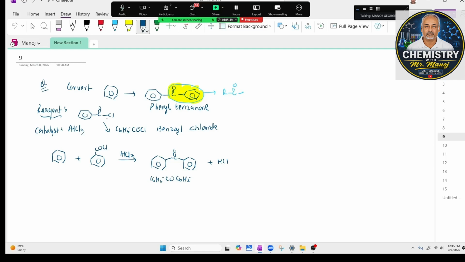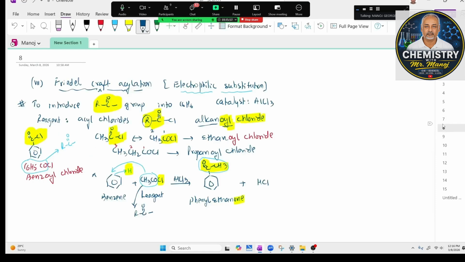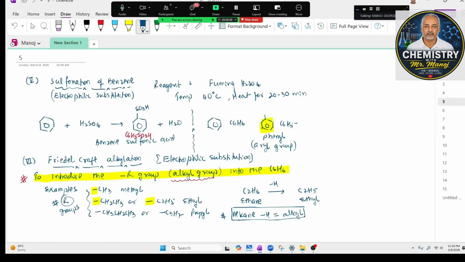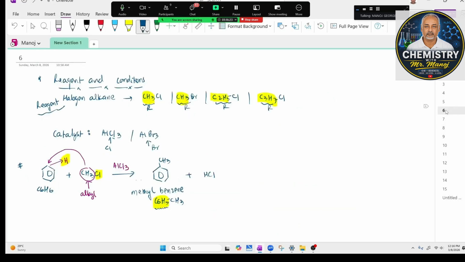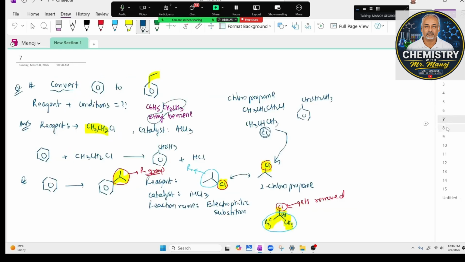The R group goes for alkylation. This is acylation. Here RCO will go. Please confirm. Acylation means RCO will go. Alkylation means only R will go. Did you see the difference? Give me yes or no. If you talk of alkylation, you will only put the R group. The moment you say acylation, then you are putting the RCO.